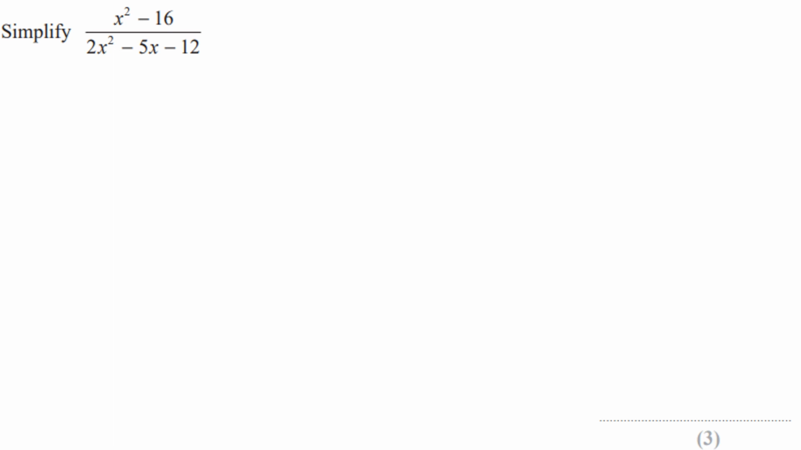Simplifying algebraic fractions. Simplify this expression: x squared minus 16 all over 2x squared minus 5x minus 12. So I'm going to factorize the numerator and the denominator. The numerator is a bit easier. It's a special case, the difference of 2 squares. So that'll be x plus 4 times x minus 4.